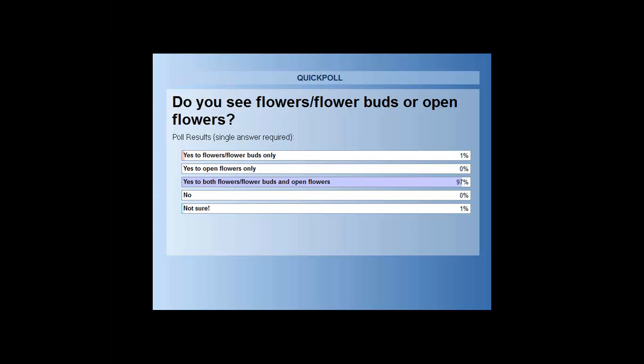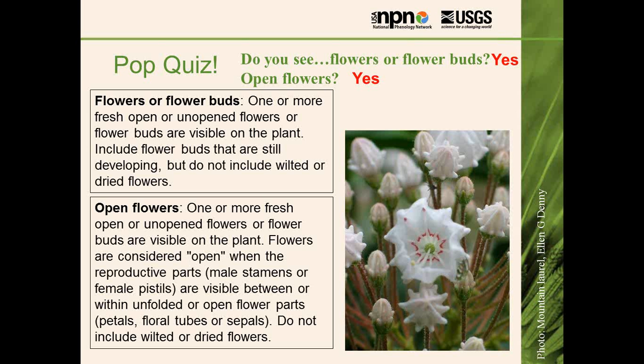Okay, so most people said yes to both flowers and flower buds and open flowers. And yes, that's exactly what we would say as well. So I hope a lot of you got that take-home message that flowers or flower buds is one of those overlapping phenophases. So you would report a yes to both of those.